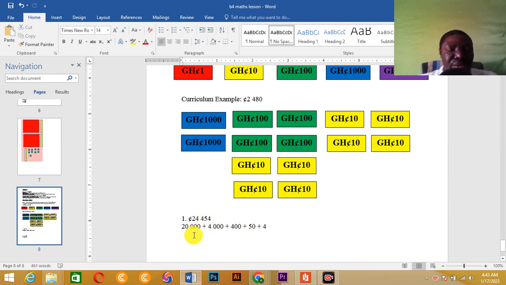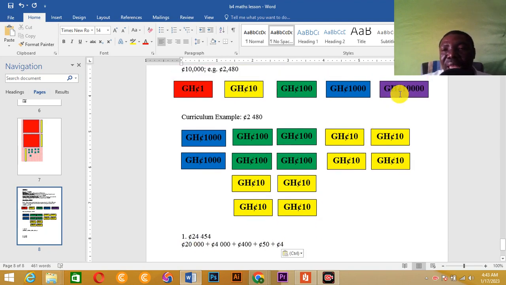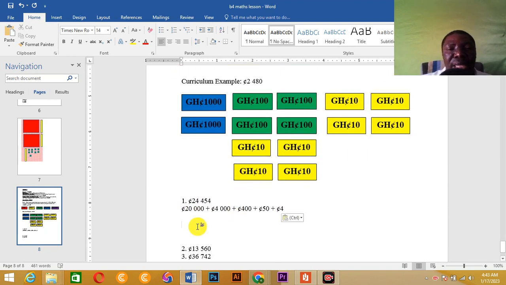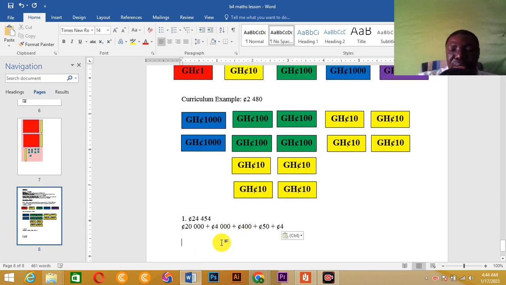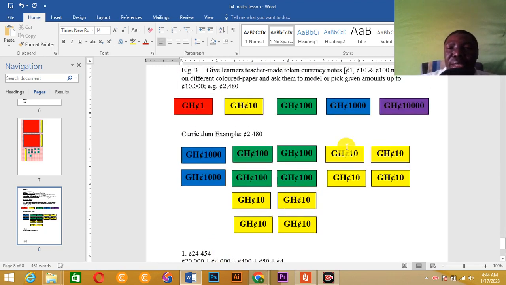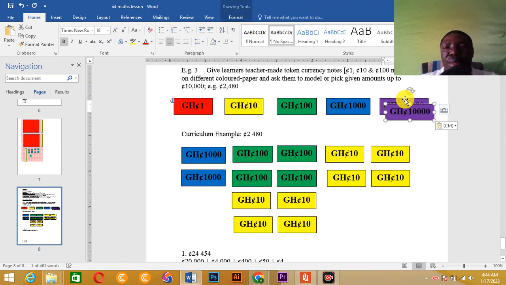When you put the cedi sign in front of them, you realize that you need this amount of currency to represent each one there. So this is 20,000, then here we have 10,000. How many of the 10,000 do you need? You need 2 of them. So 2 of the 10,000. Let's represent it quickly. So you go and copy it from there. Let me copy it here.